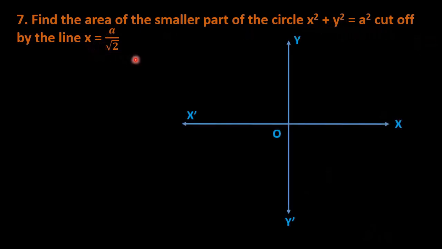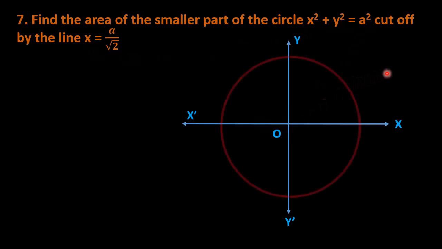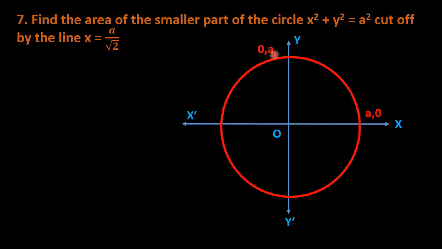So first we draw the circle. Here no particular radius is given, so we have to take a. So with the center at the origin, we draw a circle. And this distance from the center we take as a, which is the radius of the circle, so that this point will be (a, 0) and this point will be (0, a).